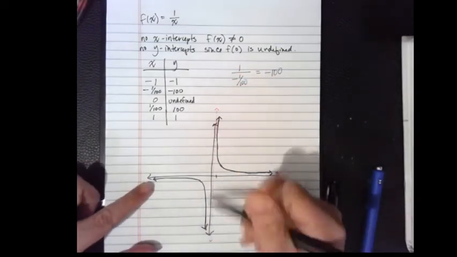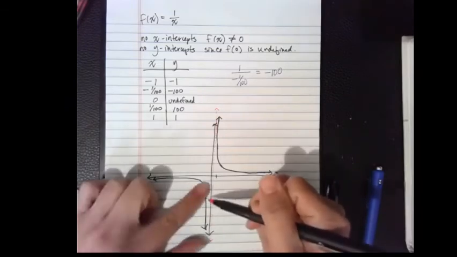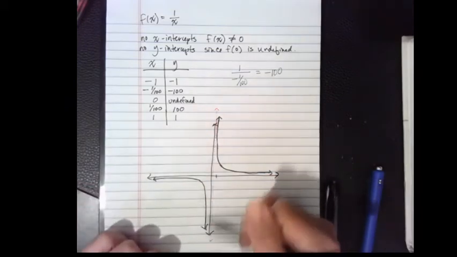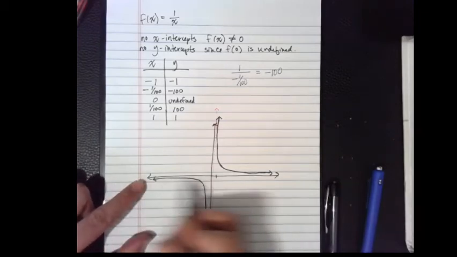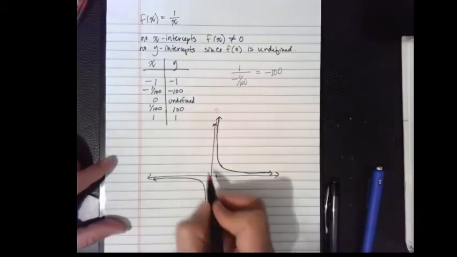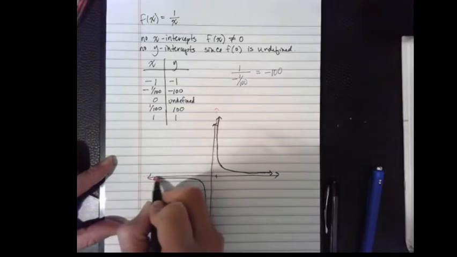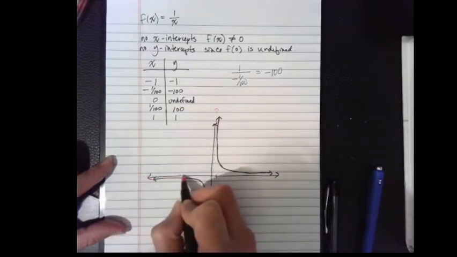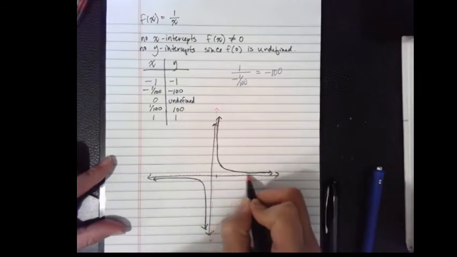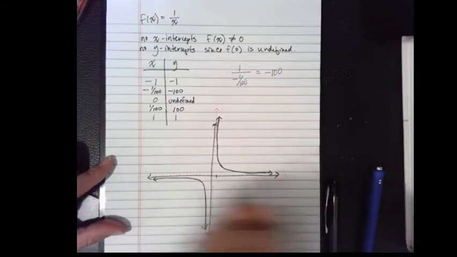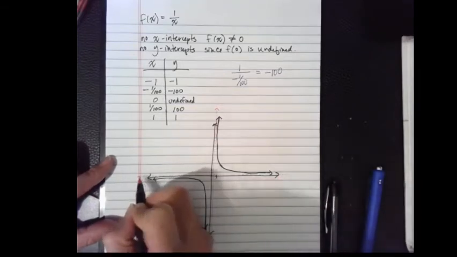Same thing over here. I'm going to keep getting further down the closer I get to 0, and the further away I get from 0 on the x-axis, the smaller my number is going to get. So I'm also not ever going to cross the x-axis. I'm going to use a dotted line right here just to show us.